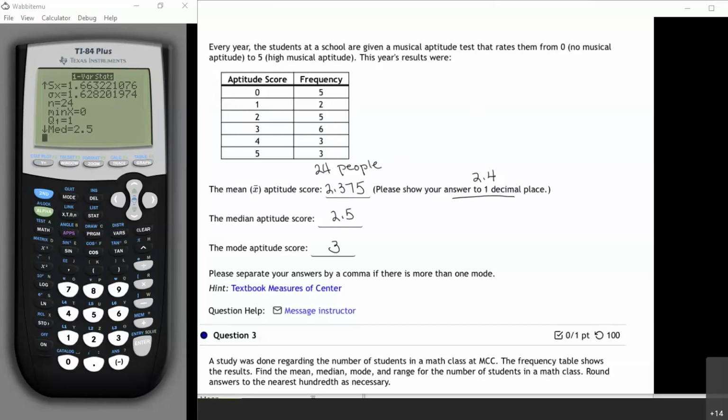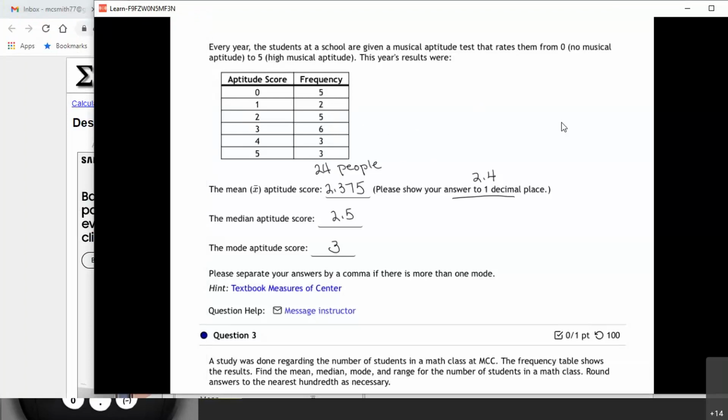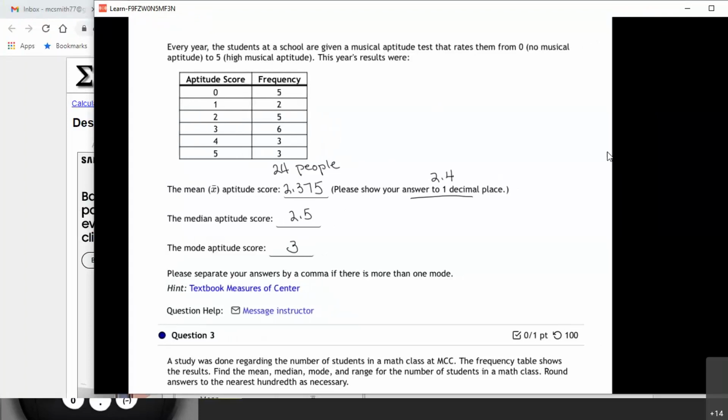Any questions on grouped data? Questions on this one? Anybody have questions on number 2? I'm not seeing any, so I'm guessing everything's okay.